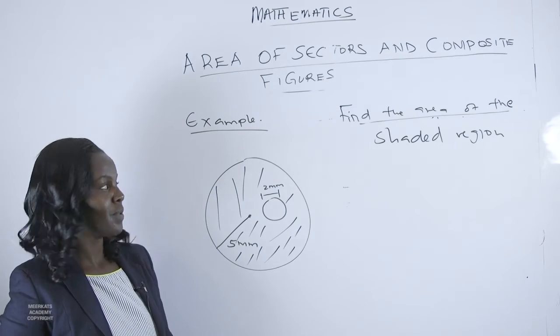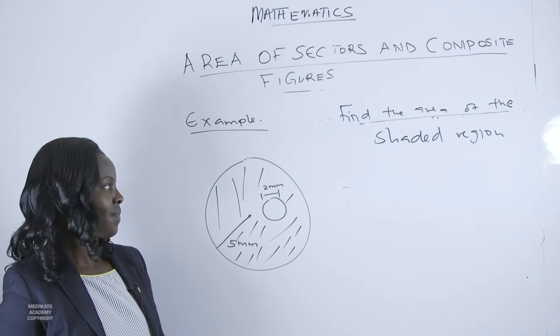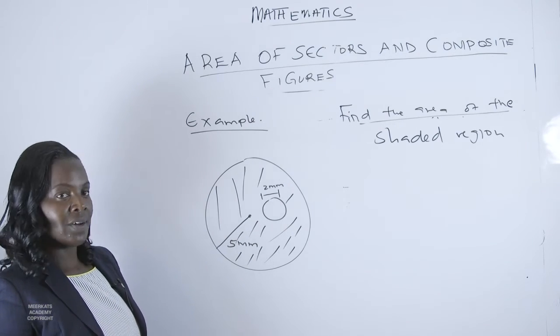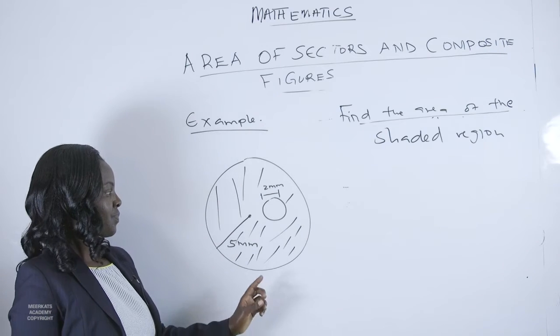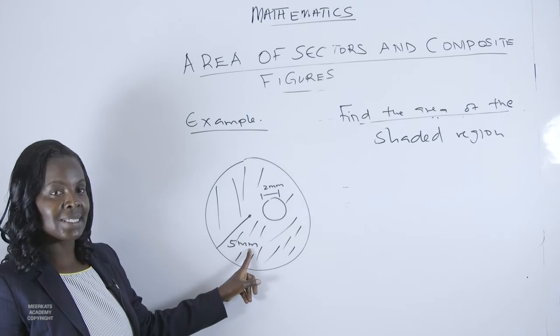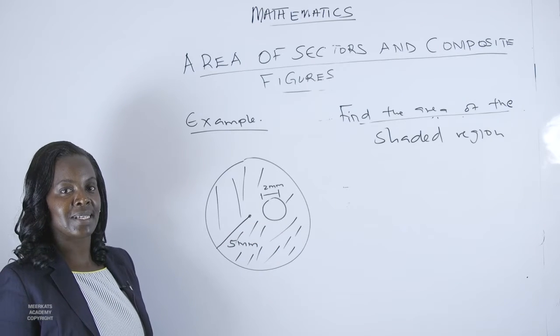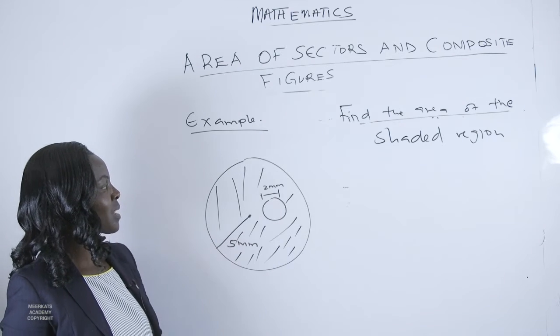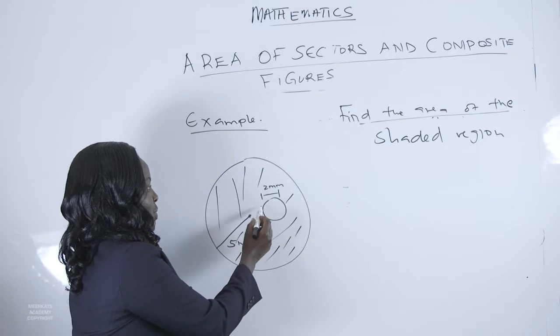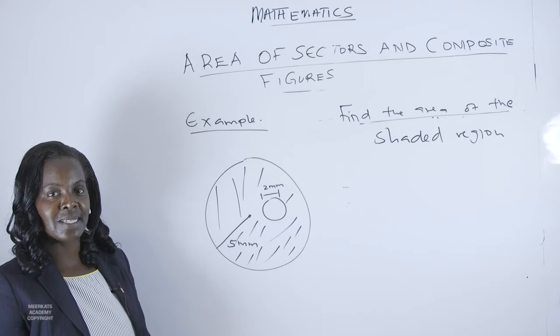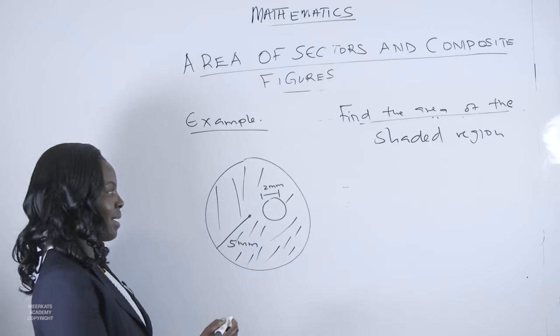Let's look at this other example. Find the area of the shaded region. We have a circle, a bigger circle, measuring 5 millimeters in radius. Then we have a small circle inside that circle that is measuring 2 millimeters. We are told from this point to that point is 2 millimeters. That means that is the diameter.